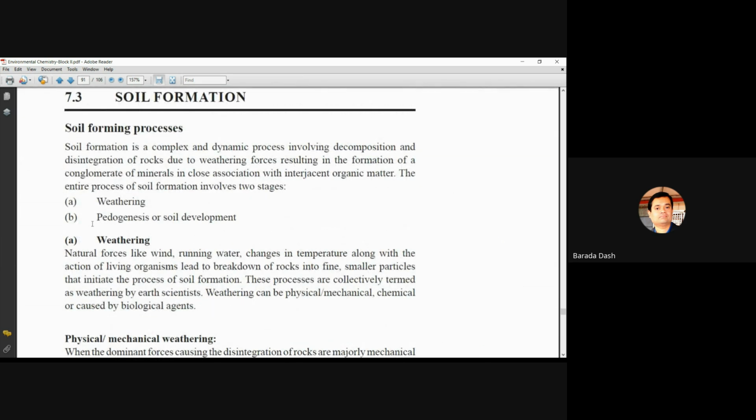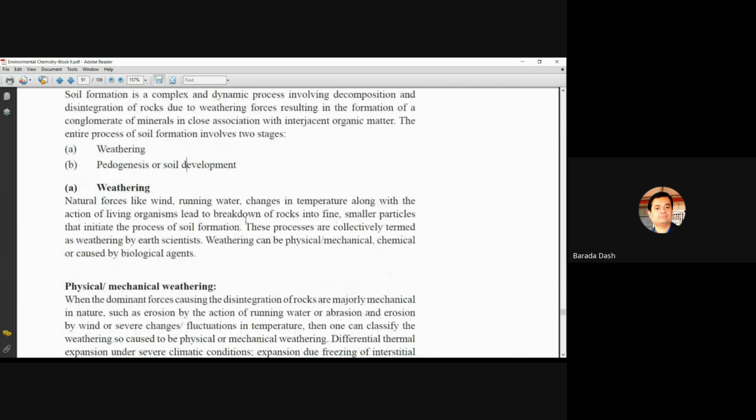Soil formation is a complex process, and there are two soil formation processes: the weathering process and the pedogenesis of soil development. Weathering: natural forces like wind, running water, and changes in temperature, along with the action of living organisms, lead to the breakdown of rocks into fine, smaller particles that initiate the process of soil formation.